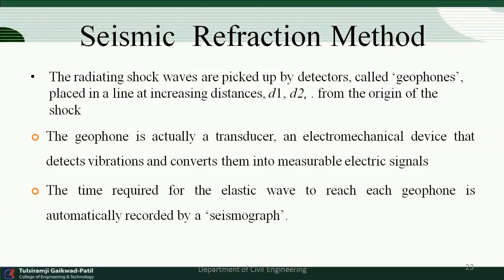The radiating shock waves are picked up by detectors called geophones, placed in a line at increasing distances d1 and d2 from the origin of the shock. The geophone is actually a transducer, an electromechanical device that detects vibrations and converts them into measurable electrical signals. So basically, in the seismic refraction method, we use various types of electronic instruments which help us calculate the various seismic refraction waves. The time required for these elastic waves to reach each geophone is automatically recorded by a seismograph.